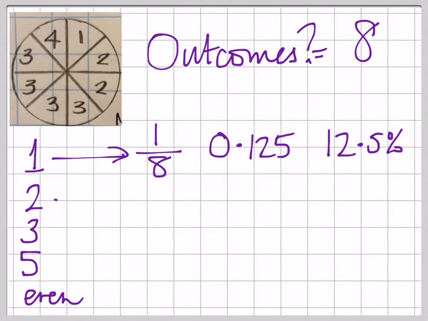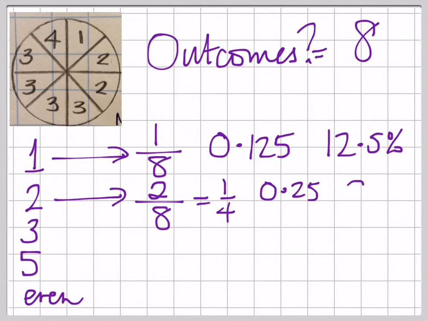Now the chance of a 2 is slightly more complicated because of the fact that the 2 comes up twice. So let's keep our 8 on the bottom as there are still 8 outcomes. 2 of them are number 2. So we can simplify that to 1/4, as a decimal, 0.25 or 25%.